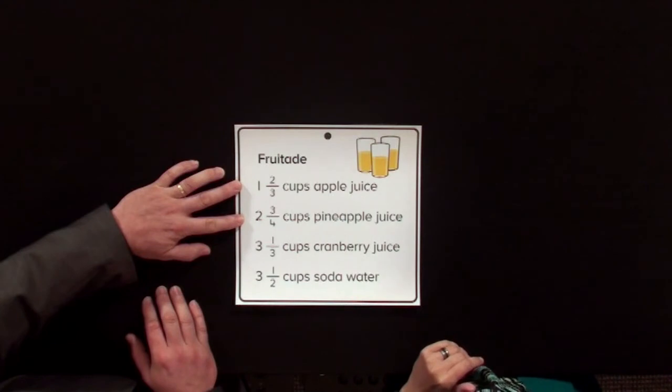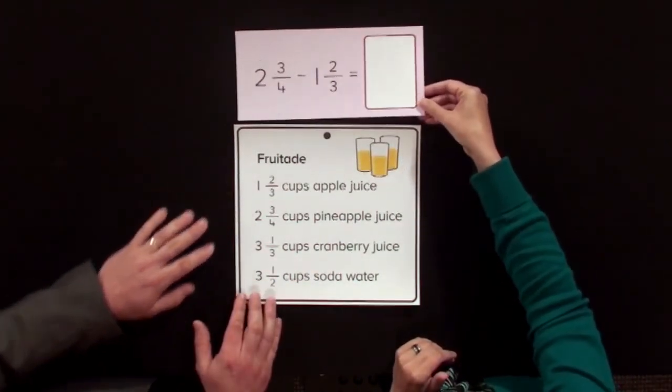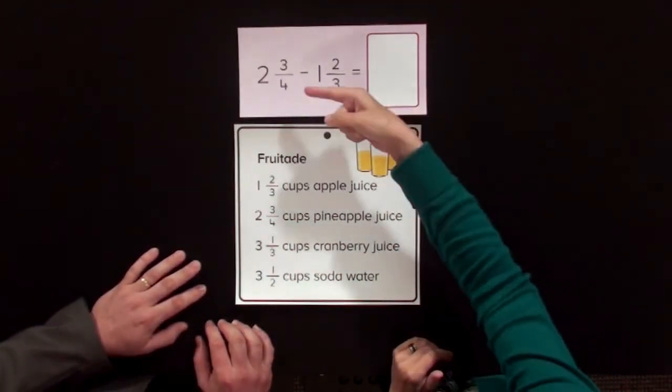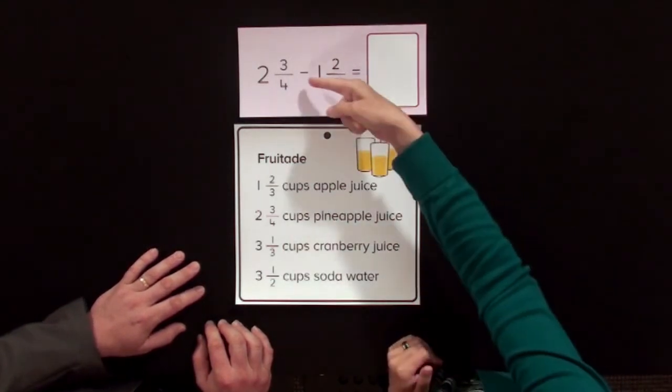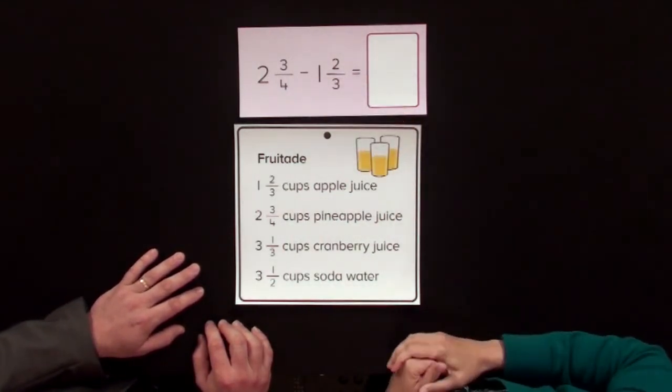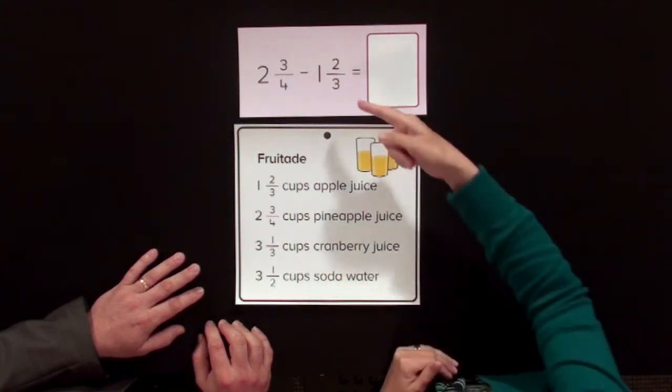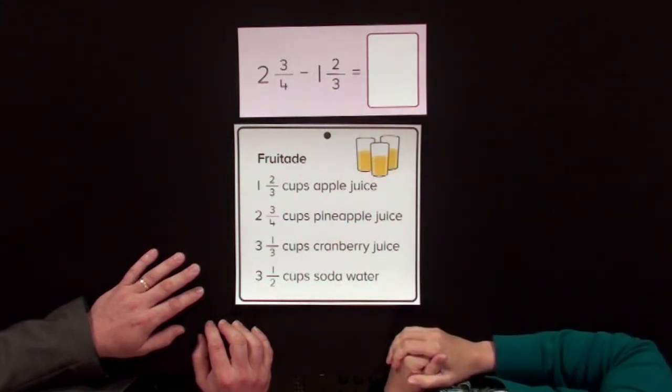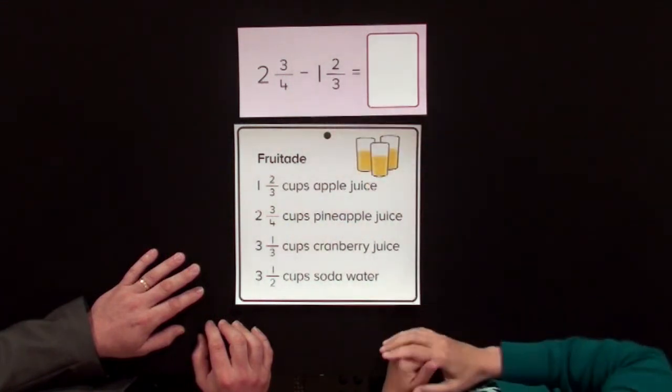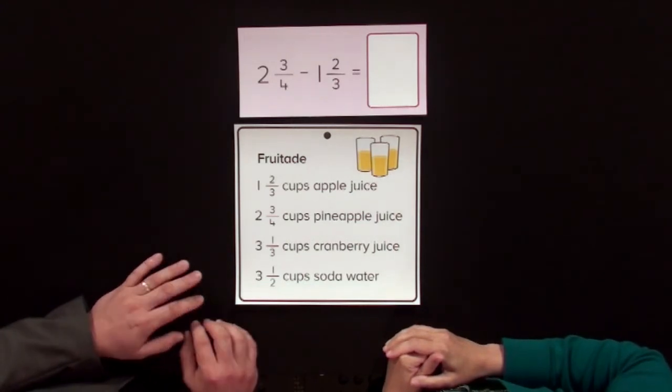We notice that the pineapple juice, there's more in the recipe, but the question is how much more? Right. To represent that symbolically, we would have the larger amount compared to, in this case, the subtraction sign is used for compared to, the 1 2/3. And you'll notice that the denominators are unrelated.